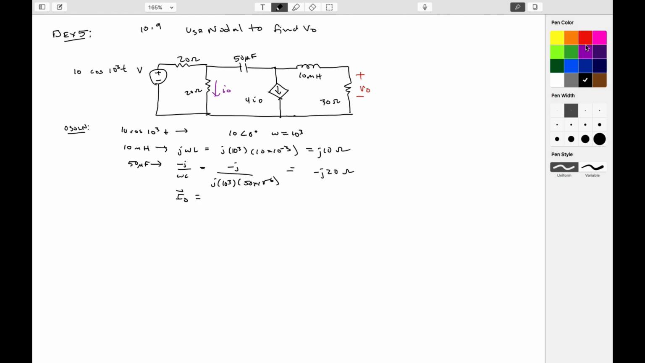And then lastly, we want to know what will be I naught in this form. Well, if I go ahead and label these as V1 and V2, then in phasor form it's going to be V1 divided by 20. All right, so let's redraw.